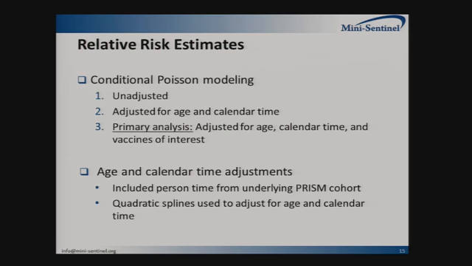We estimated relative risks using a series of conditional Poisson models. The first were bivariate or unadjusted models. Then we adjusted for age and calendar time. And in our primary analysis, we adjusted for age, calendar time, and the 3 vaccines of interest.